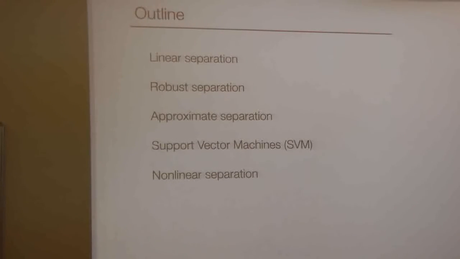We had the robust separator, which is really good at increasing the robustness of the separation scheme. Approximate separation allows some separation constraints to be violated, but then we are indirectly minimizing the number of wrongly classified points. Support vector machines were a combination of robust and approximate separation, and we can extend all those procedures also to nonlinear separation. So I invite all of you to come for the exercises and really try it out in practice.